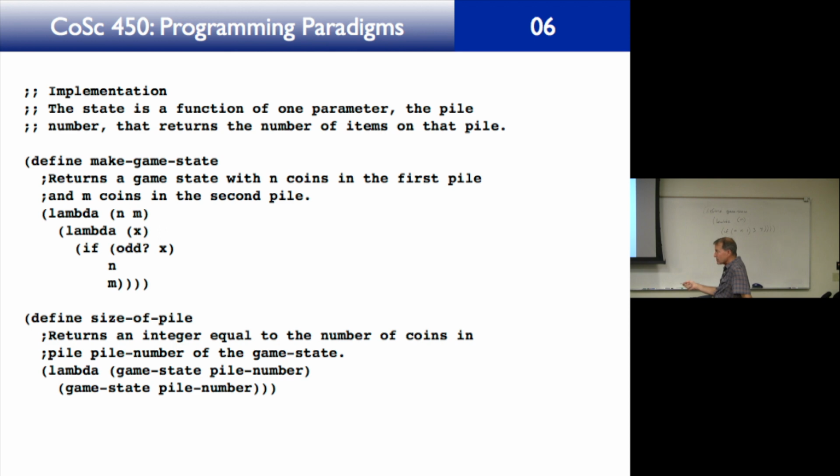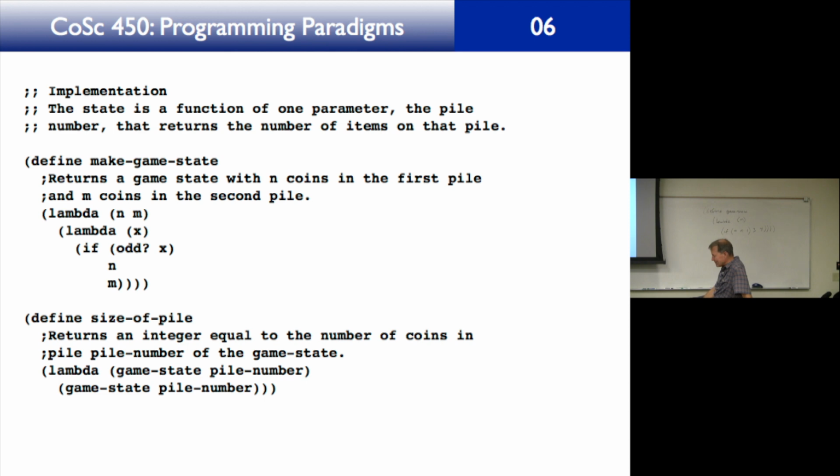And it is a function that returns the number of items in the pile if we give it the pile number. And in fact, because if odd x, it returns n, otherwise it returns m.